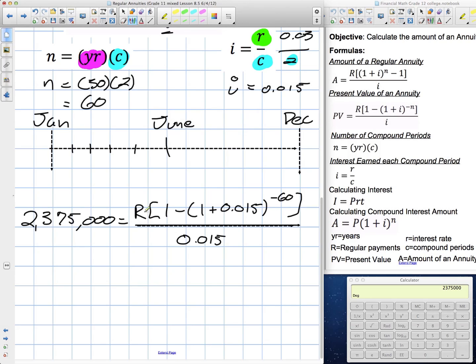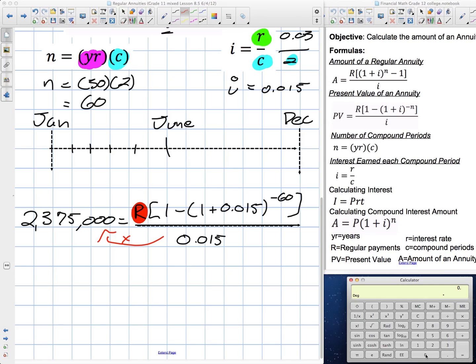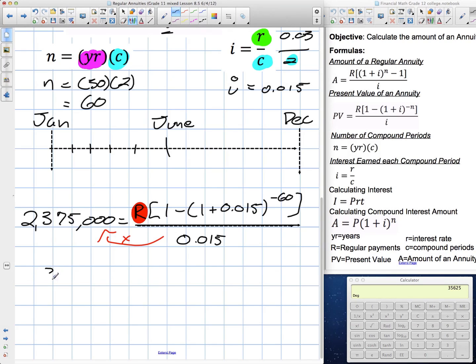Our goal is to isolate for this R here. So, I can do reverse BEDMAS. What do I want to move to the other side to start? 0.015. That's right. And when I move it over, what operation? Multiplication. So we take this amount, I already have it up here, times 0.015, which equals 35,625. That is equal to our regular payments times the bracket.